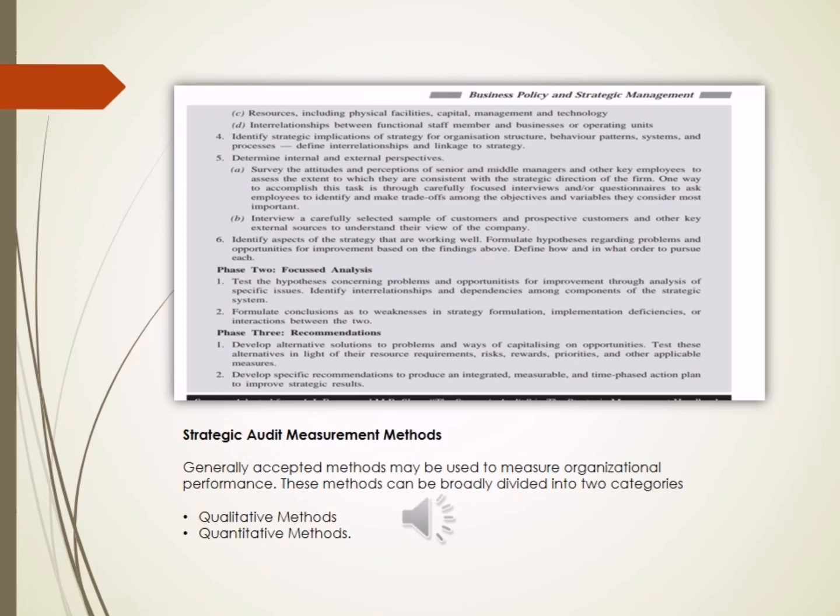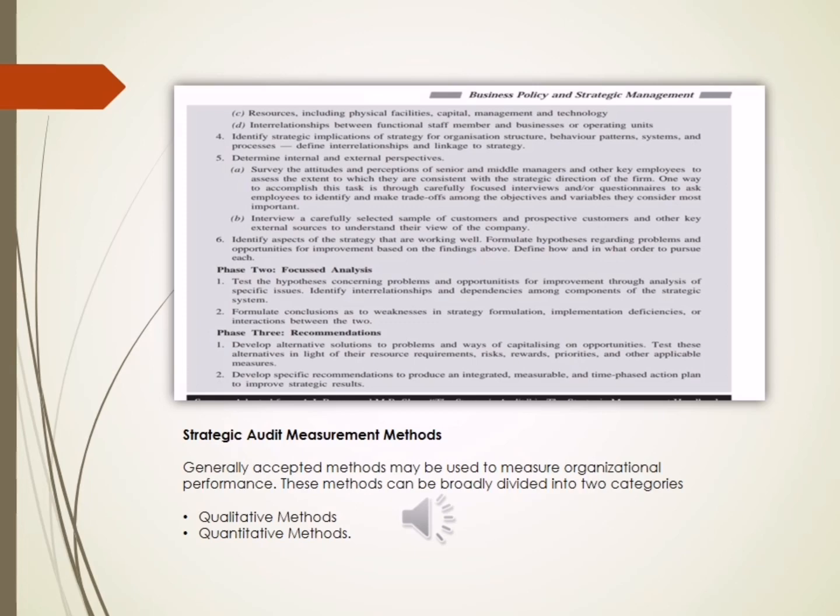And for number 5, determine internal and external perspectives. Then, lastly, for number 6, identify aspects of the strategy that are working well. Formulate hypotheses regarding problems and opportunities for improvement based on the findings above. Define how and in what order to pursue each. Then for phase 2, focus analysis.